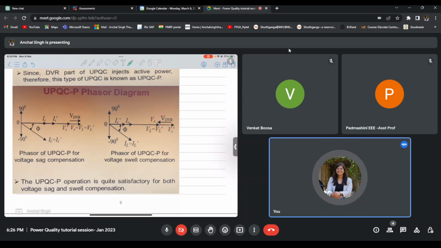But we can say that using UPQC-P, we are able to solve the problem of both voltage sag and voltage swell.